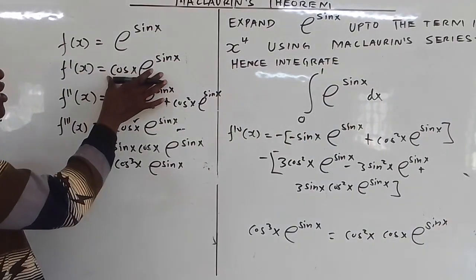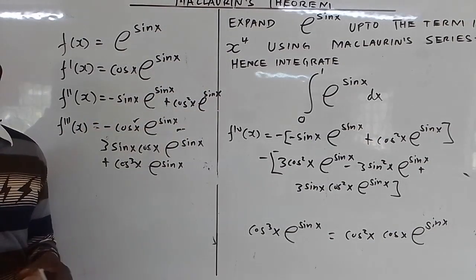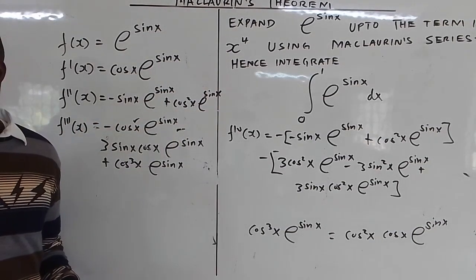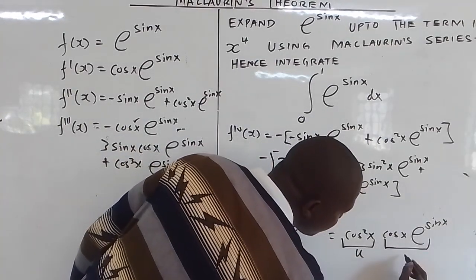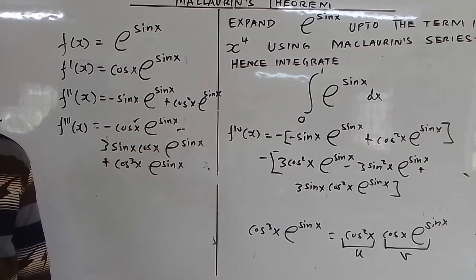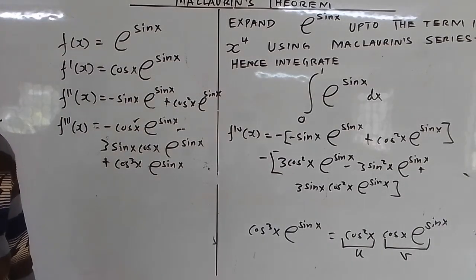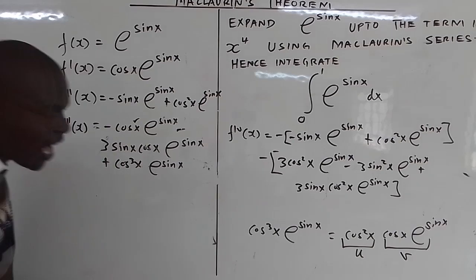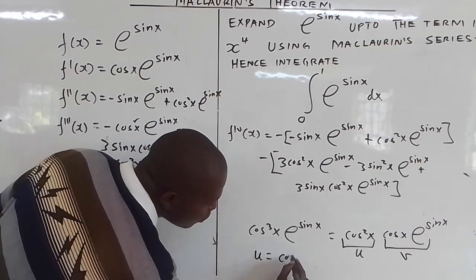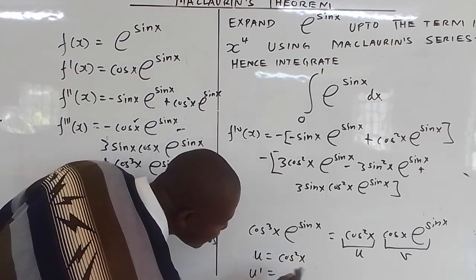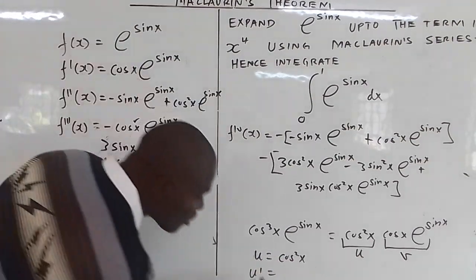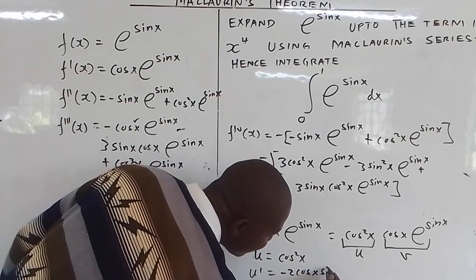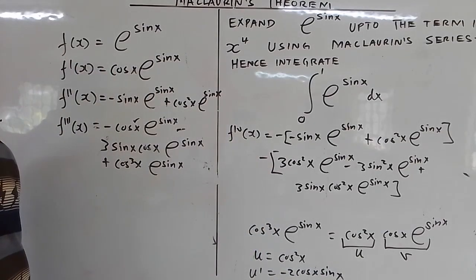Because we know how to differentiate cos x exponential sine x to get this. Are you getting that? Are we together there? So here we have cos squared x to be u, cos x exponential sine x to be v, isn't it? Very good. So you have u is equal to cos squared x. So if you differentiate cos squared x, what do you get? We already found that in the past. Minus 2 cos x sine x, isn't it?